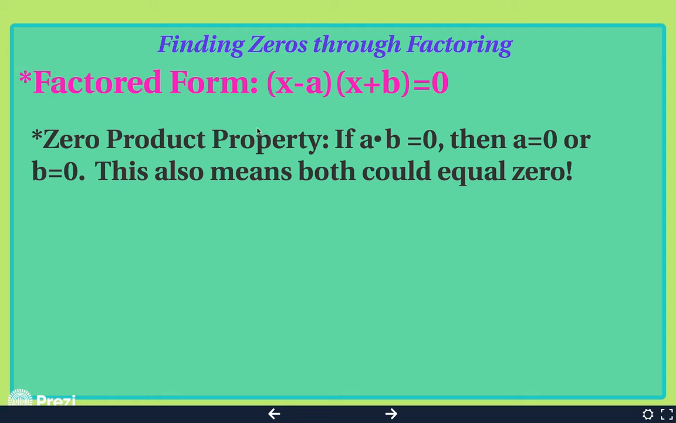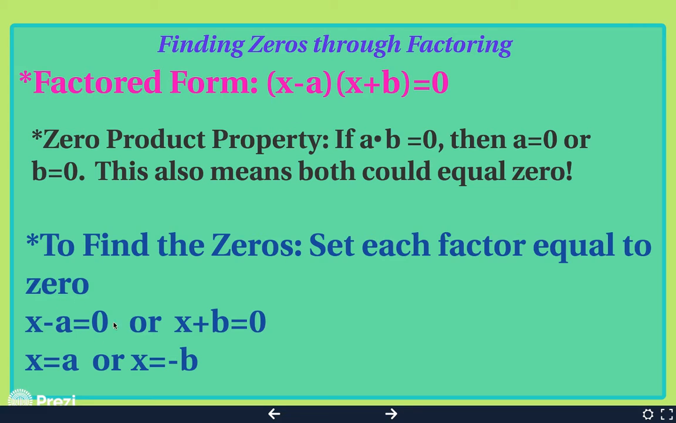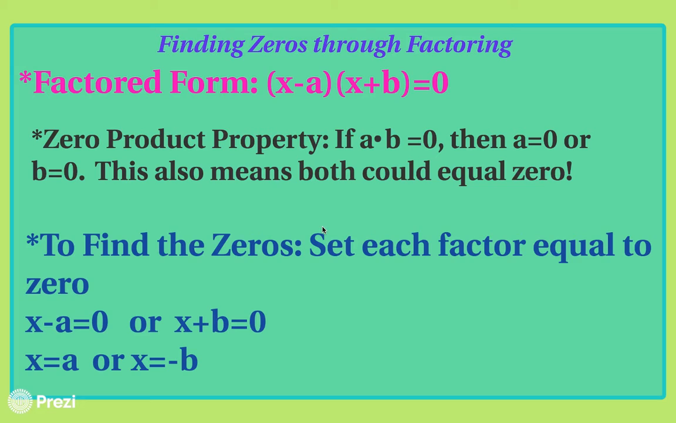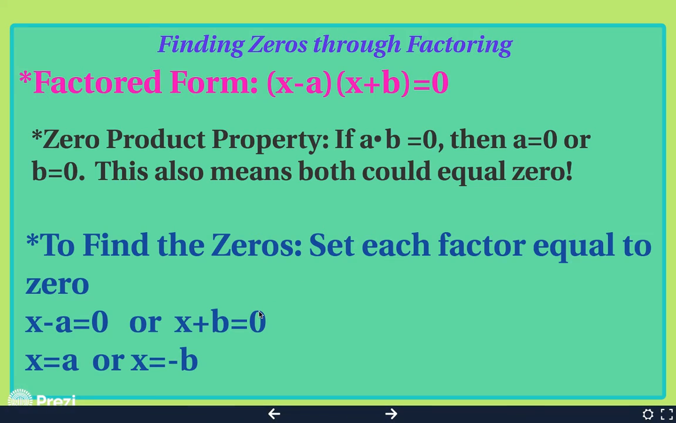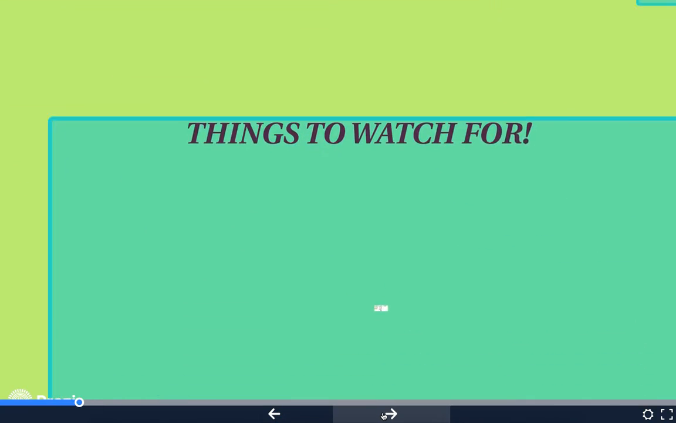Once we get this in factored form, we'll set each of these equal to 0 and solve. So here, we'd set x minus a equal to 0, and we'd set x plus b equal to 0, and we would solve. That's what we're going to be doing. After we do all those lovely factoring techniques we talked about, hopefully you remember that nifty chart from the previous Prezi. If not, I will be showing it to you again. After we factor this, we'll be setting each factor equal to 0 and solving.